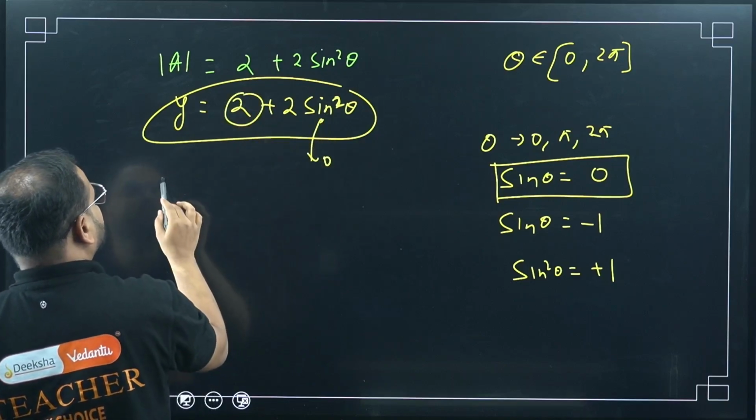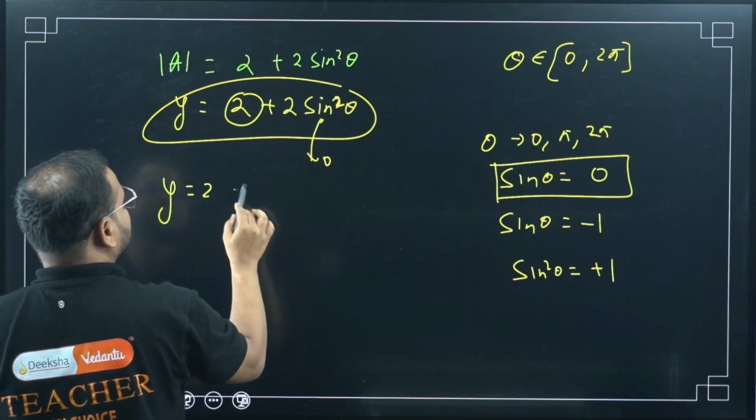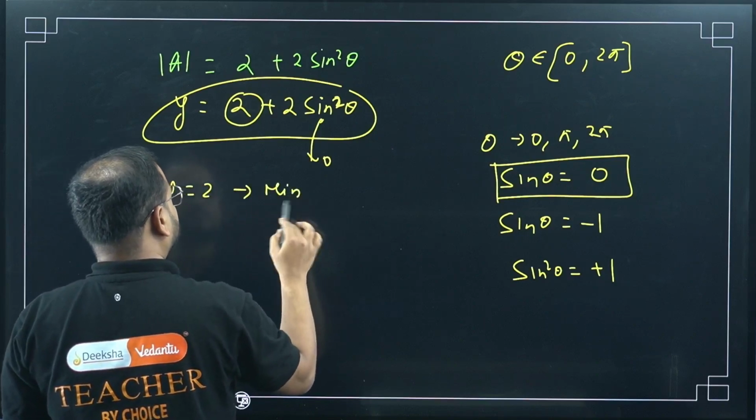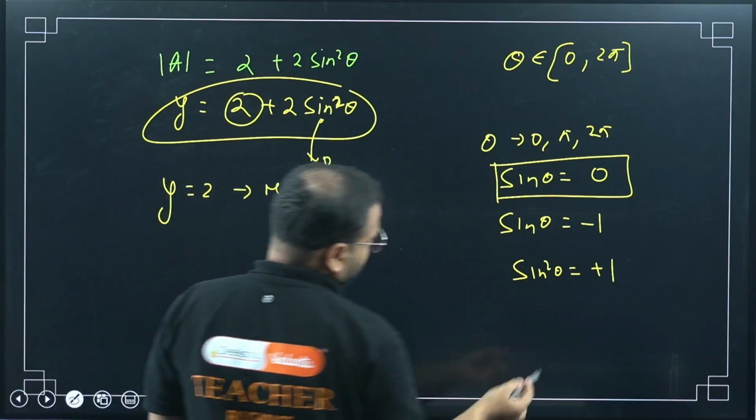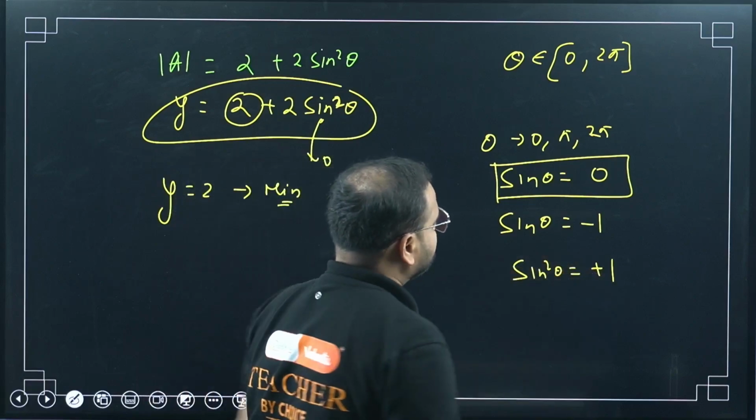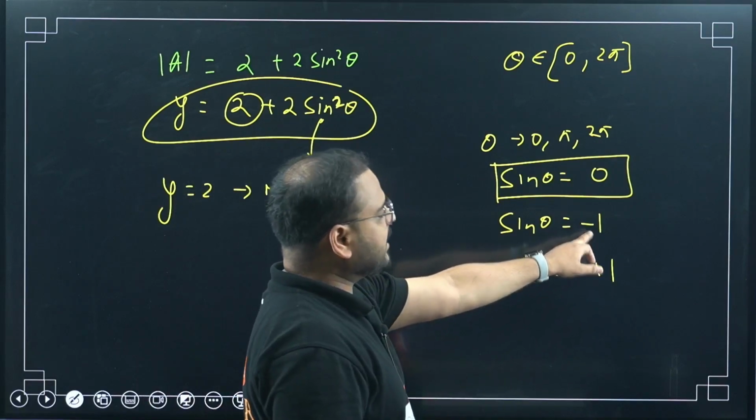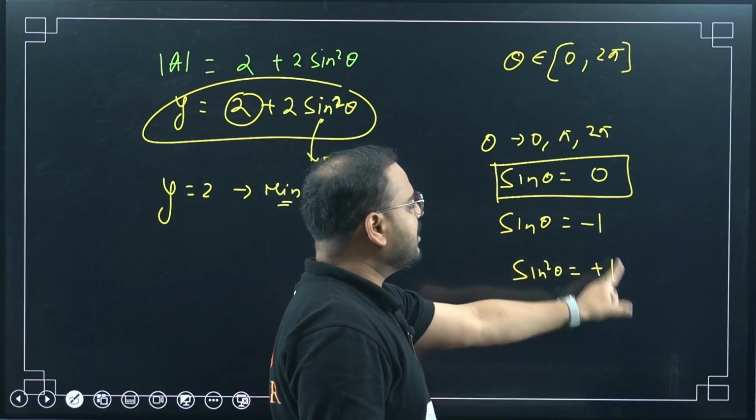Only 2 is left. So, what is my answer? Y equal to 2 is the minimum value. What about the maximum value? It will happen at either minus 1 or 1. Please check. Even if you take minus 1, it will be plus 1 only. If you take plus 1 also, it will be plus 1 only.